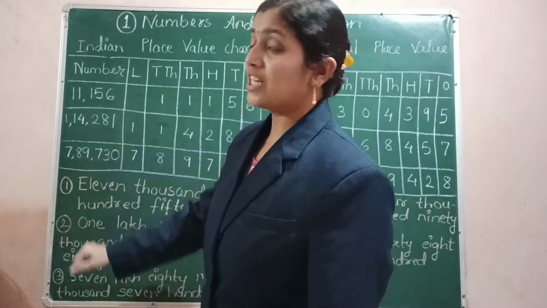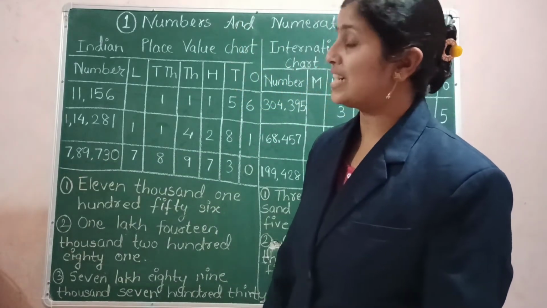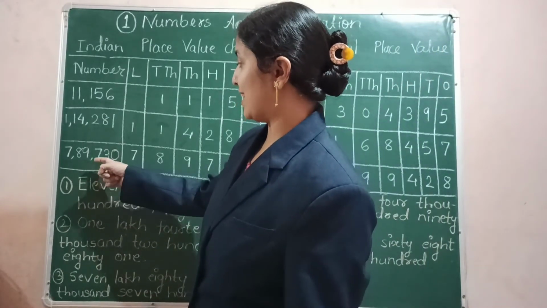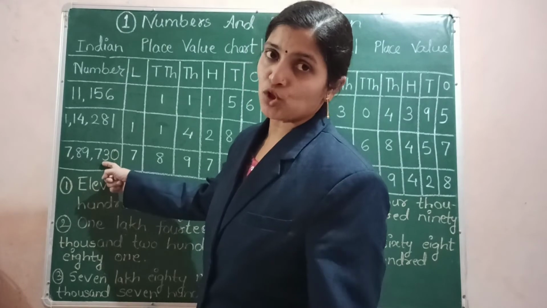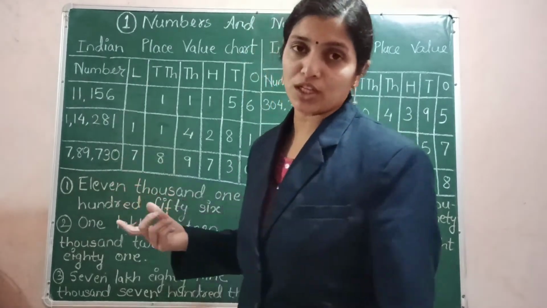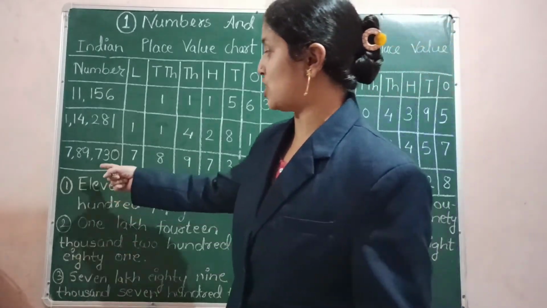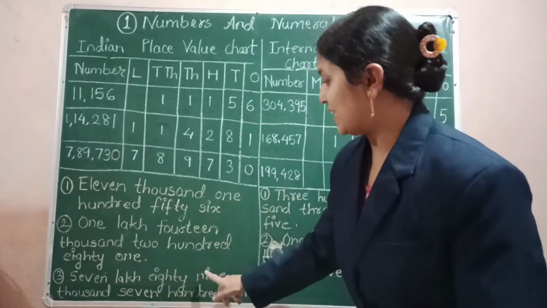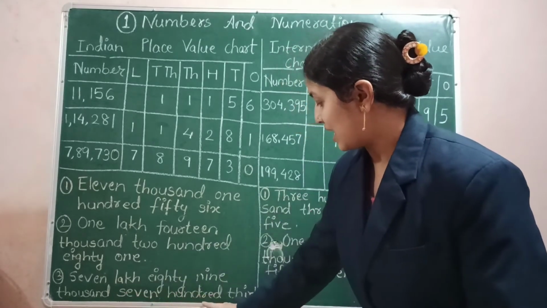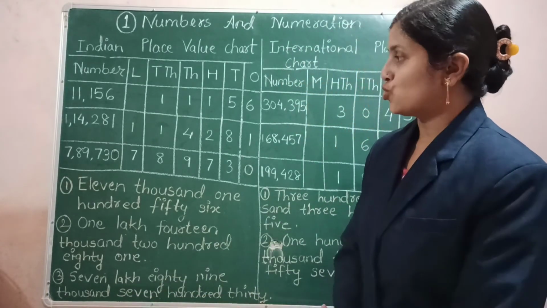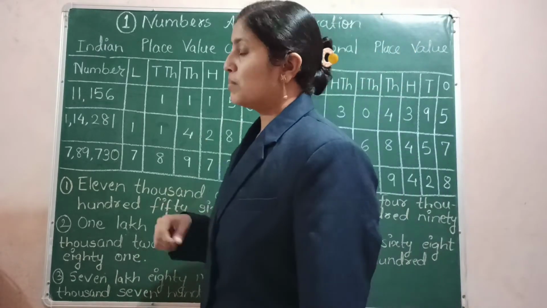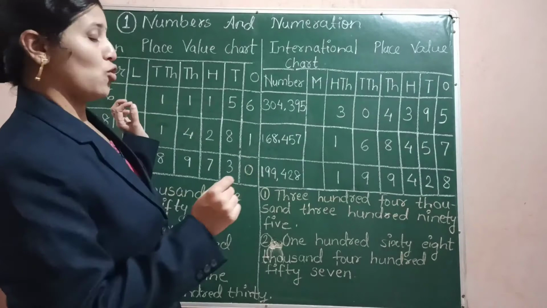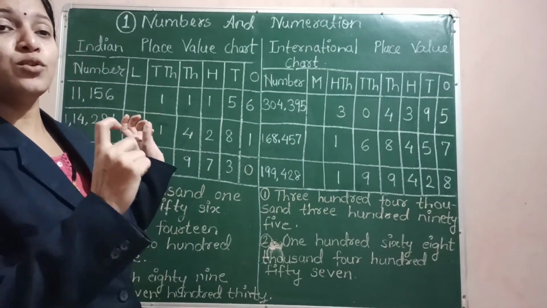Then 89 comes in thousands period, so we will read it 89,000. 7 is in the hundreds place, so 700, and 3 is in the tens place, so 30. And in ones place we have nothing, so we can't say 31, 32, it is just 30. So we will read it like 7,89,730. So these were the three numbers which I had given to you in written form, how to read, how to write in words.